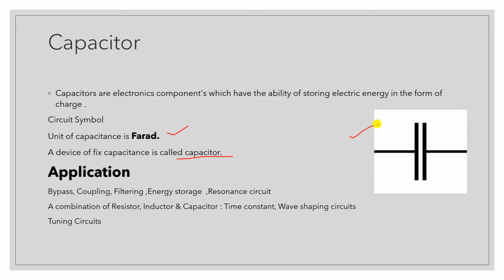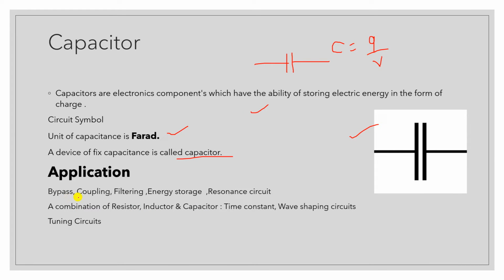This is the circuit symbol of the capacitor. If two parallel plates are connected together and filled with a dielectric material, this will store the energy in the form of charge. The capacitance C depends upon how much charge is stored for the applied voltage, and the unit of capacitance is farad.